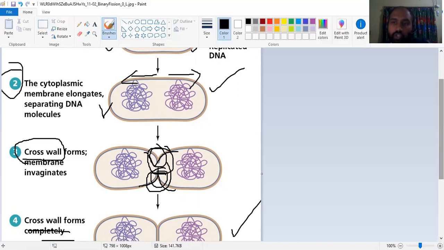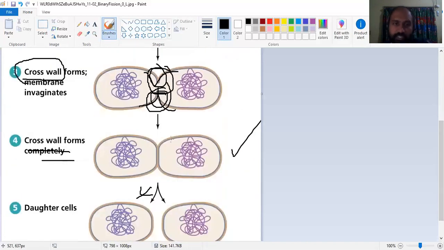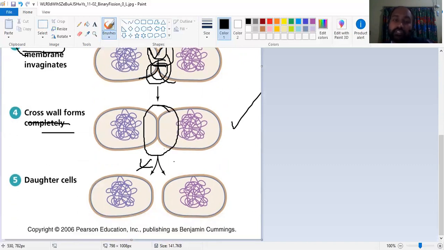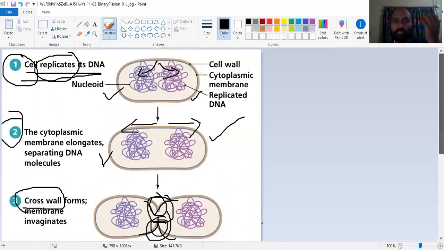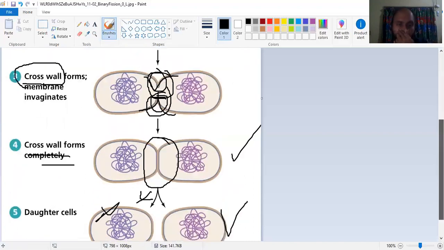Now after the cross wall gets completed, as you can see, the cross wall is completed, but cells are still attached. Fifth step, what happens? The cells detach themselves and form daughter cells. These are called daughter cells. Now the daughter cells are actually a complete exact copy of the parent. This is the parent, right? Exact copy of the parent.